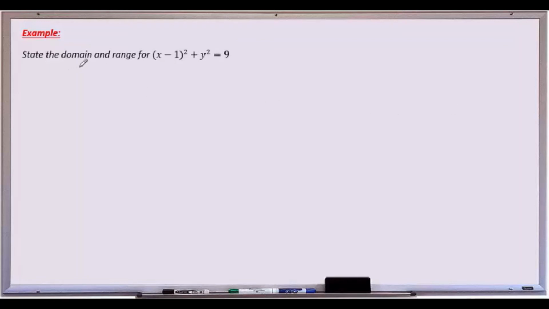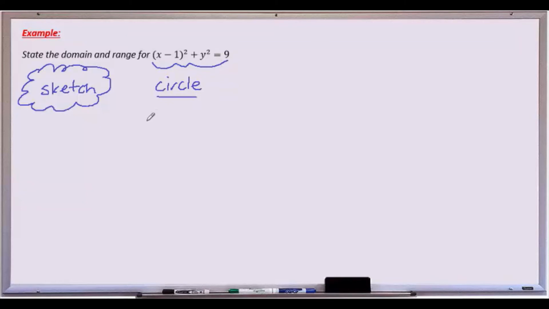We're asked here to state the domain and range of a certain relation, and whenever we do that, the best way to be able to answer that question is to sketch this relation. Now we can tell, because this has got x something squared and y something squared equals a number, that this is a circle.